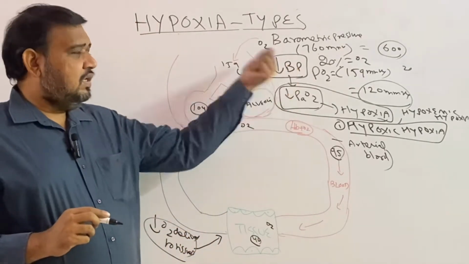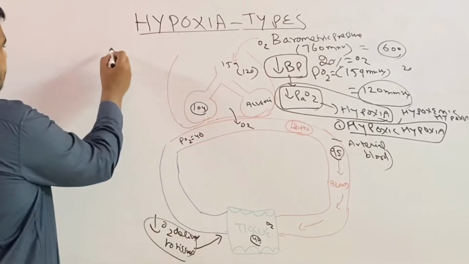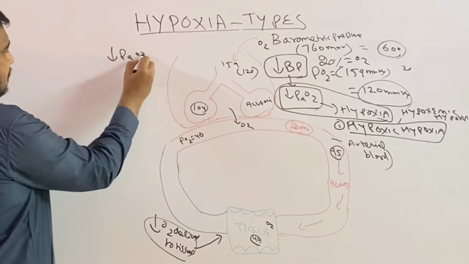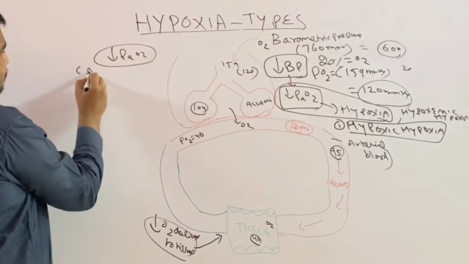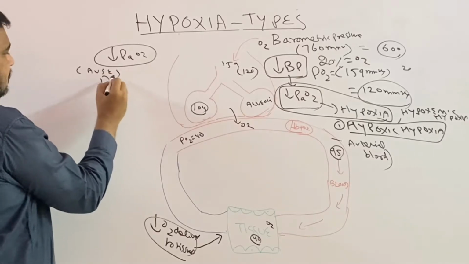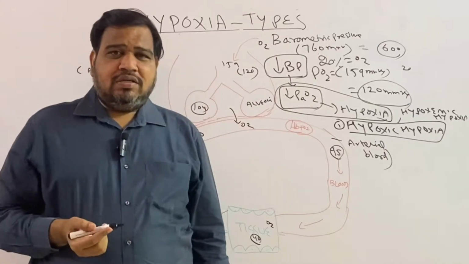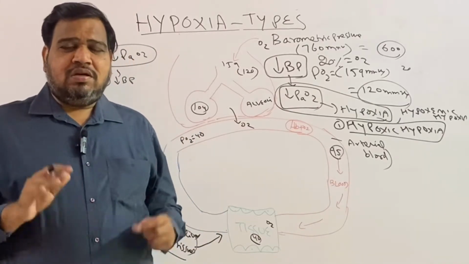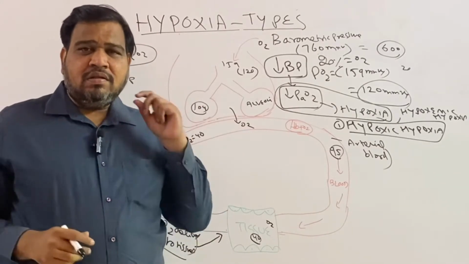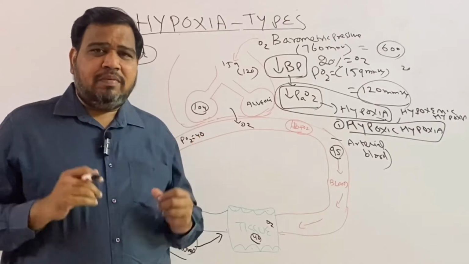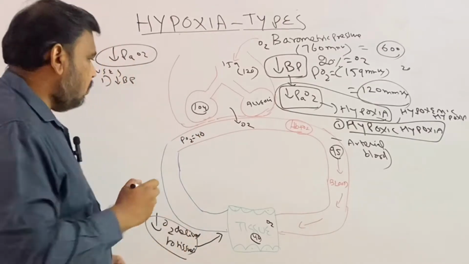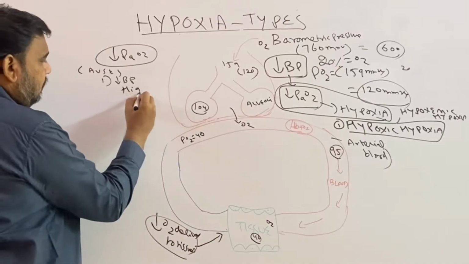One of the reasons is decreased barometric pressure. I will write it here. So decreased partial pressure of oxygen causes hypoxia. What causes the decrease? One is decreased barometric pressure. Now you can pause the video and try to answer: which causes a decrease in barometric pressure? Normally 760. Yeah, correct. So one is high altitude.